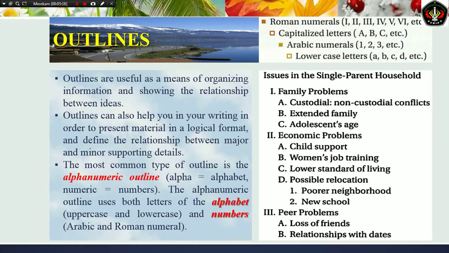The most common type of outline is the alphanumeric outline. The alphanumeric outline uses both letters of the alphabet and numbers. Here is the example.